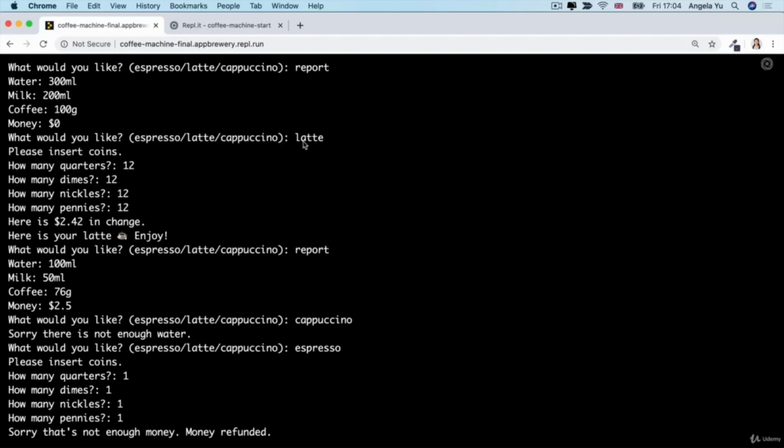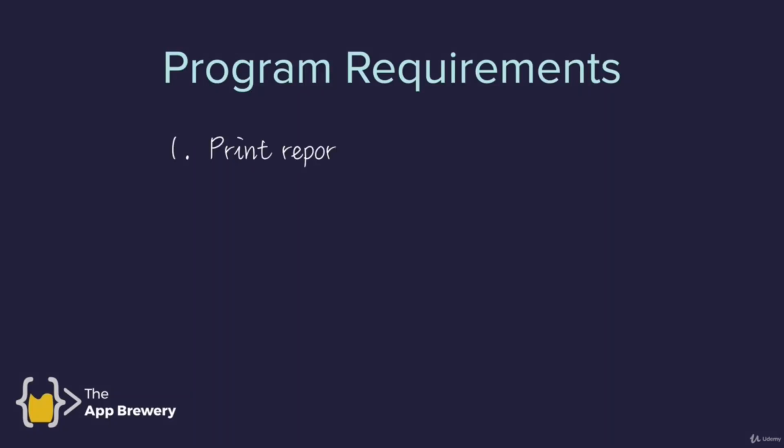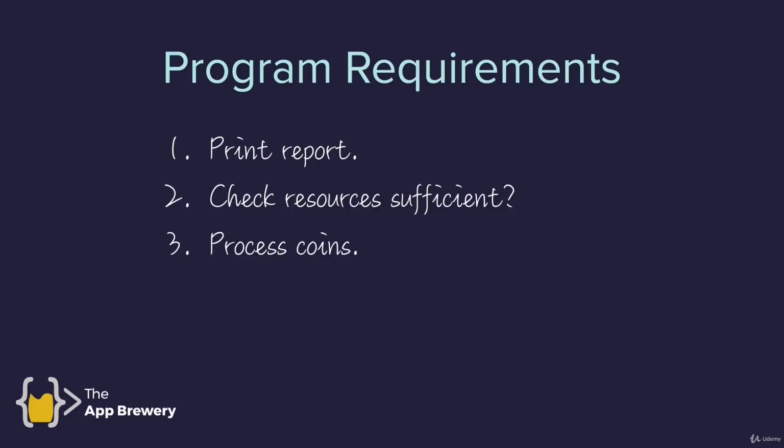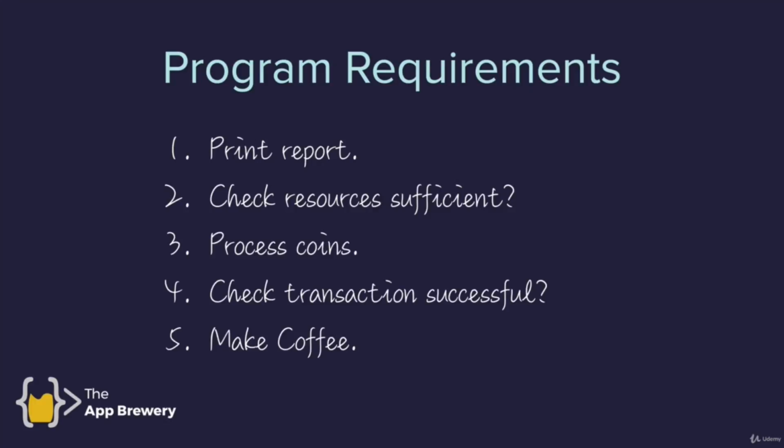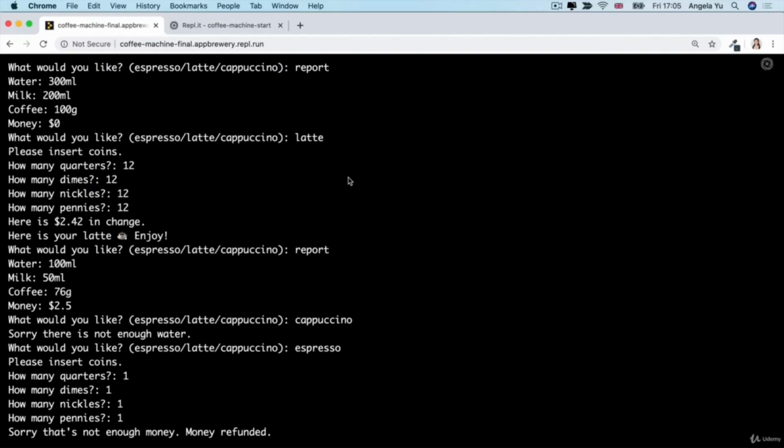Notice how every time we make a drink, say this time we made a latte, previous to the latte, we had 300 mils of milk. But after the latte, when we asked for the report, you can see that the water has been reduced, the milk has been reduced, the coffee has been reduced, and the money has been put into the coffers. This program, even though it seems simple, just a simple digital version of a coffee machine, actually has quite a few requirements. So I recommend that you look at this screen and try to see how each of the requirements work by having a play around with the final version of the code.